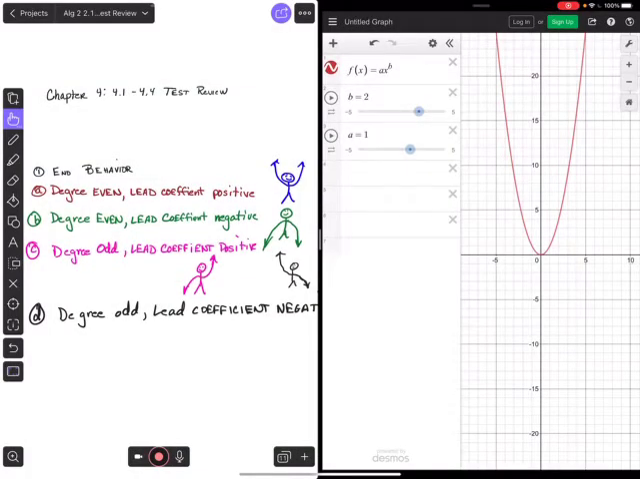All right, we are reviewing for our test. This is about halfway through the chapter, 4.1 through 4.4. Then we'll have another test after we get through the second half of this chapter. Obviously, it's a long chapter.